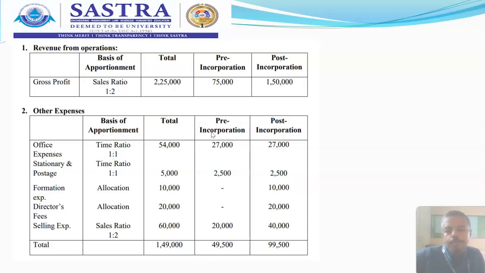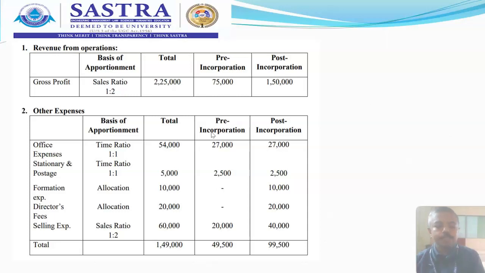Now we need to sum up all these expenses. So total column: 54,000, 5,000, 10,000, 20,000 and 60,000. If you sum this up, use a calculator and sum up, it comes to 1,49,000.